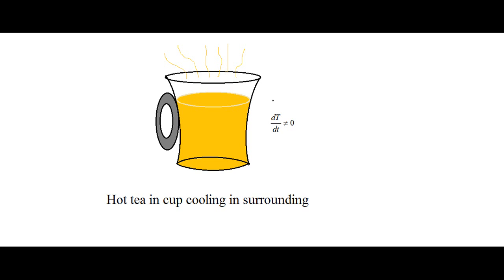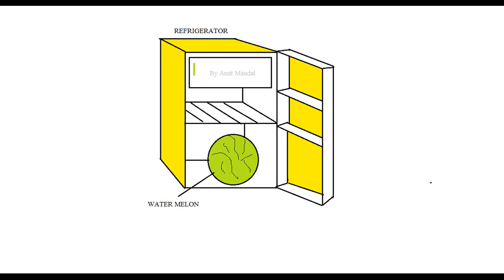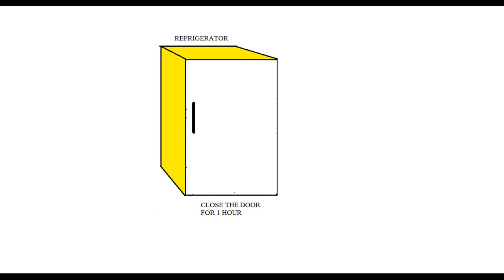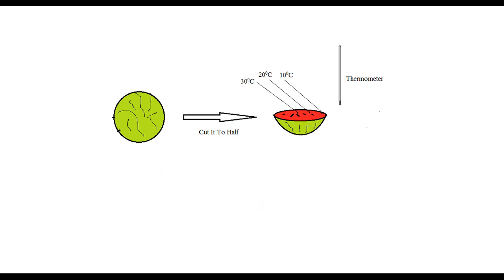See, for this we have to do an experiment. Take a watermelon, keep it inside the fridge. Now close the door for half an hour or 45 minutes. After that, take out the watermelon and cut it in half. With the help of a thermometer, find out the temperature of the watermelon at its various points, over its peripheral surface, over its center and over other points.